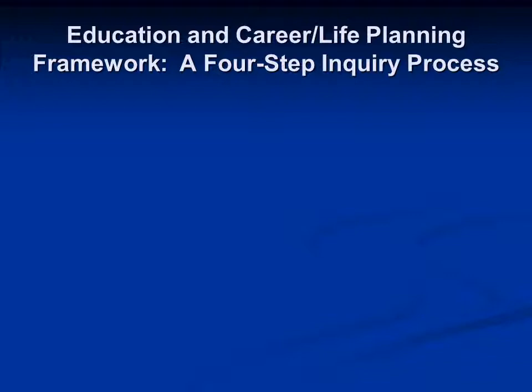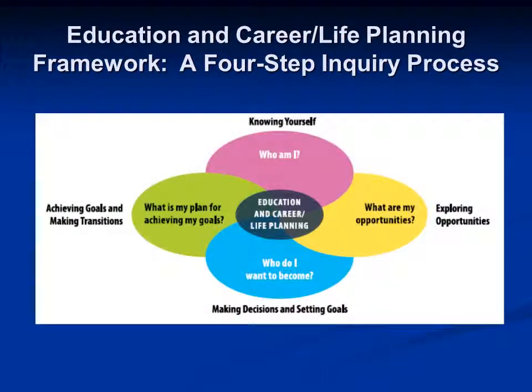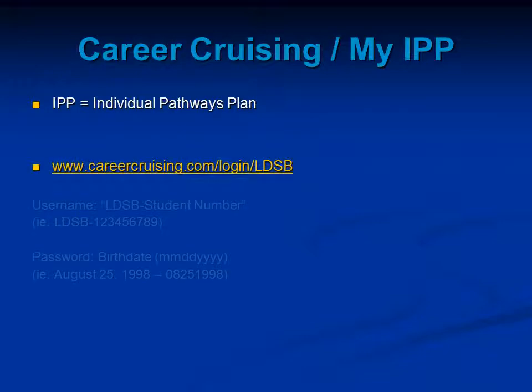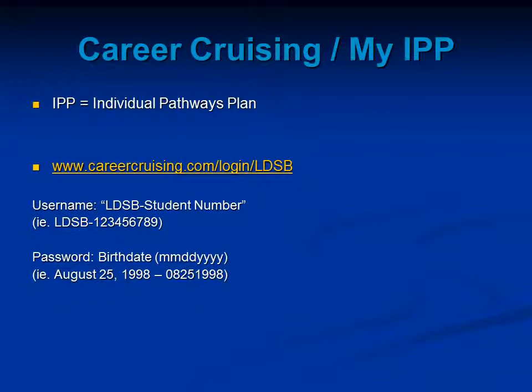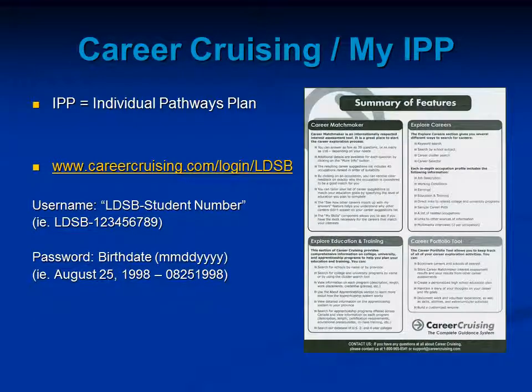The Education and Career Life Planning Framework. It is a 4-step inquiry process available on the Career Cruising website in your IPP. To further explore your future goals, access Career Cruising and My IPP, Individual Pathways Plan, at the following website. You will once again need your student number as well as your birth date. A summary of features includes Career Matchmaker, Explore Careers, Explore Education and Training, and the Career Portfolio tool.